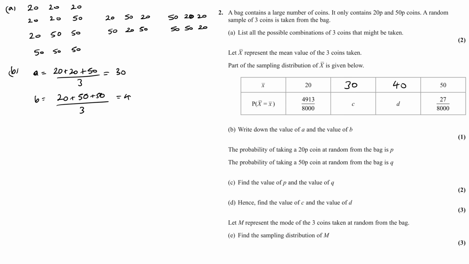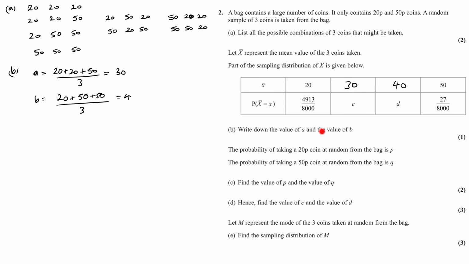So there's that part of the table filled in. Now, next we need to work out the probabilities of each of these. So for this one, this first one here, A, it was this section, wasn't it? 2 20s and a 50. So the probability of getting 2 20s and a 50. Sorry, I'm getting a little bit ahead of myself then.